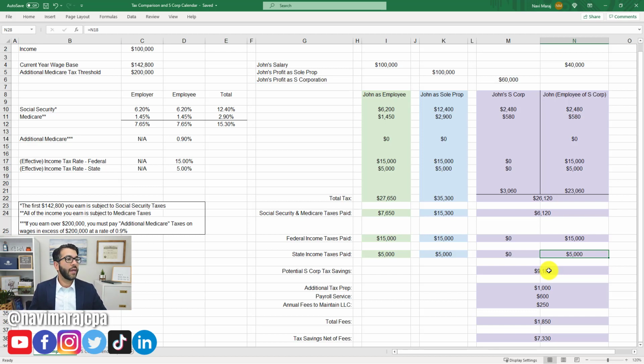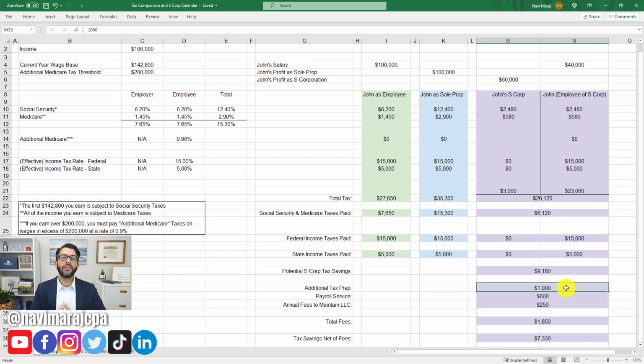What I mean by that is, you're going to save roughly $9,000 in taxes, right? Where does that number come from? You were going to pay $15,300. Now you're going to pay $6,120. The difference is $9,180. But there are some costs associated with that, right? You're going to have a professional probably prepare your taxes. You're probably not going to want to prepare the S Corp tax return on your own. So I went high here.